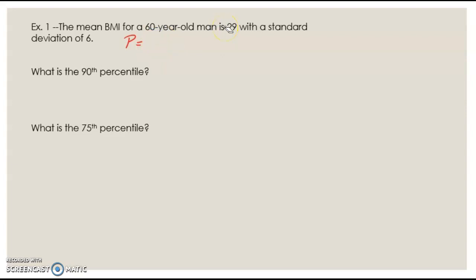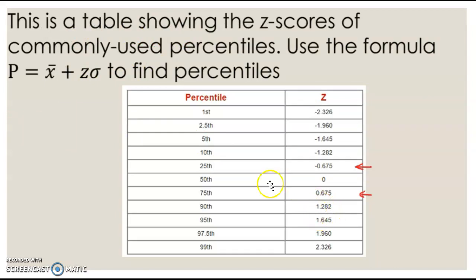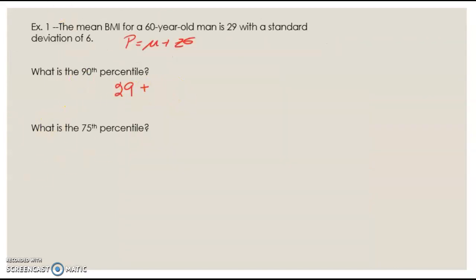So, it'll be the mean plus the z-score times the standard deviation. So the 90th percentile will have the mean, 29, plus the z-score for a 90th percentile, which is 1.282. Did you remember that right? Yes. Okay. Times your standard deviation of 6.